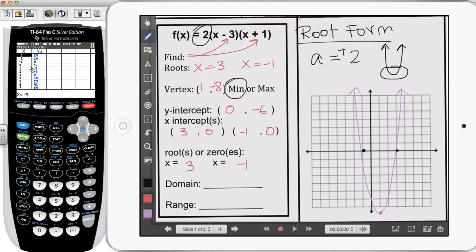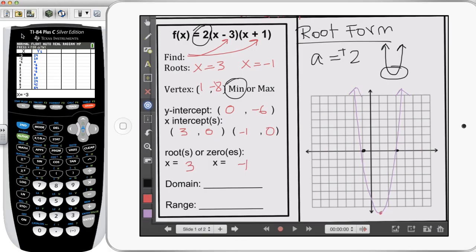So remember, the x of the y-intercept is always 0. Now let me see if I did a good job over here. 1, 2, 3, 4, 5, 6. Yes, it did go through 0, negative 6. Now, this is how you solve a root form. As you can see, it's very similar to a vertex form if you have a calculator. You do the same steps.